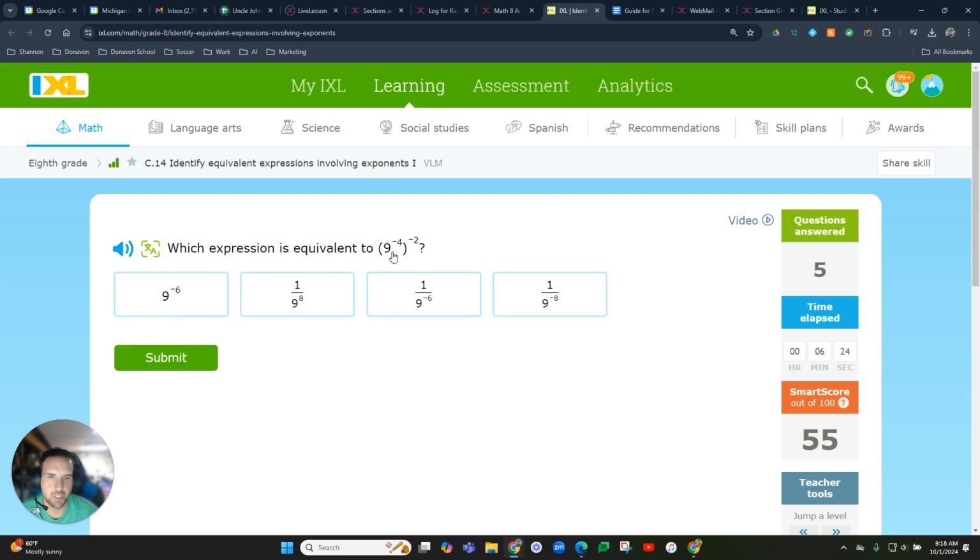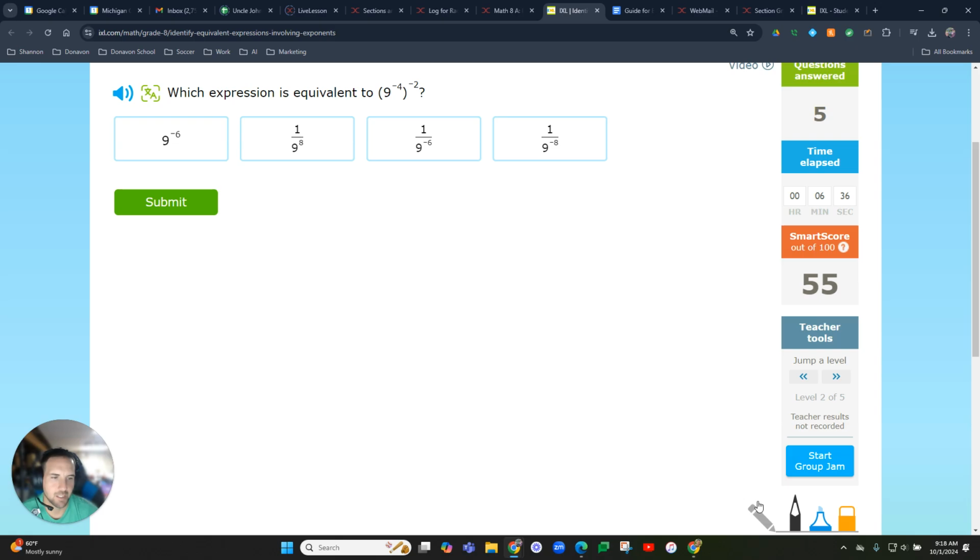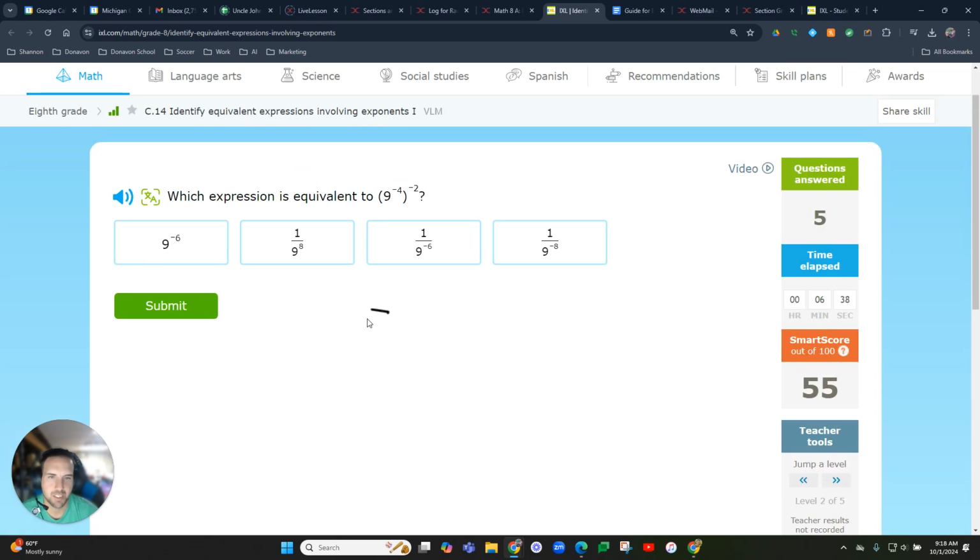All right, this one, again, we're just multiplying the exponents. So negative 4 times, because this is the power of a power rule. So power of a power rule says we multiply the exponents. So negative 4 times negative 2 is 9 to the 8th. And again, I'm guessing this is probably not going to be an option yet. 9 to the 8th is not an option. So again, we have to figure out which one of these is equivalent to that.